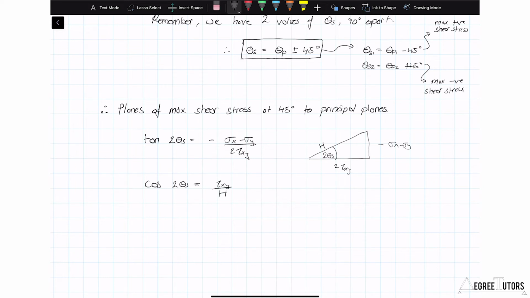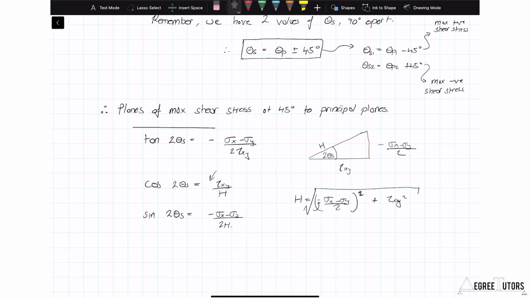Now I've gotten rid of the 2 here because I've essentially divided by 2. So I've taken that 2 from tau xy and brought it over here, so I've just divided by 2. That's why there's no 2 appearing here. And then the sine of 2 theta s is equal to minus (sigma x minus sigma y) over 2h, where h is the hypotenuse. Now, of course, the hypotenuse h is the square root of these two sides squared. Once we've worked out this one, the rest of these just drop out of that, and it's all based on this right angle triangle here.